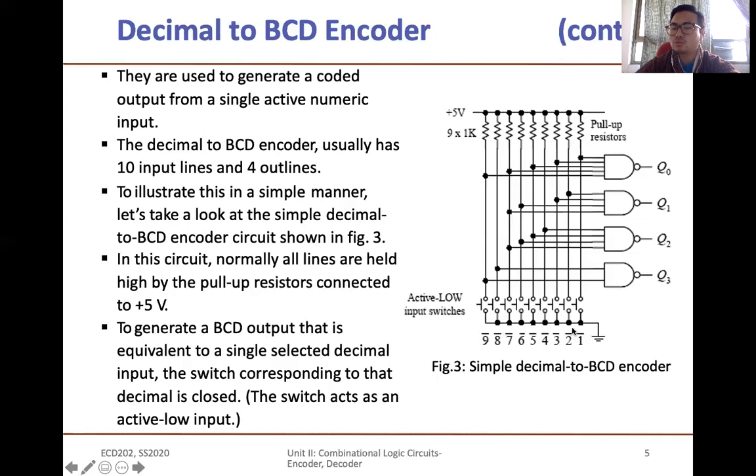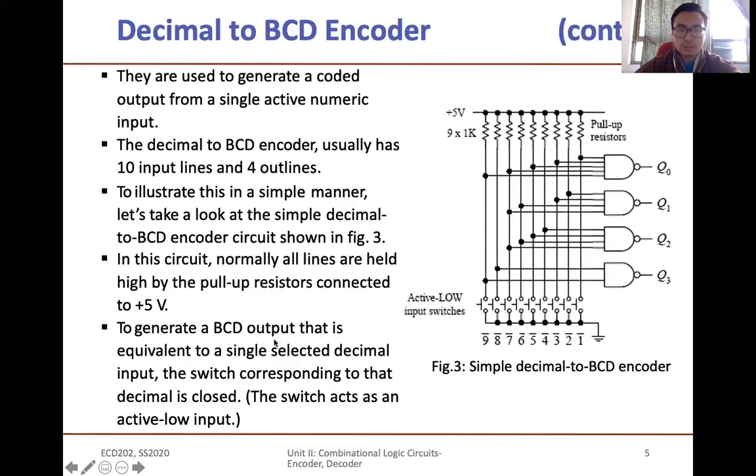Now in order to have your output equal to decimal number 2, you should activate the switch at 2. And at 2, which one is connected to switch 2? Q1 is connected. So 0010. So therefore your output is 0010, which is equal to decimal number 2.